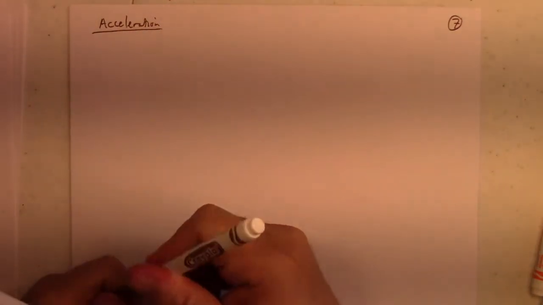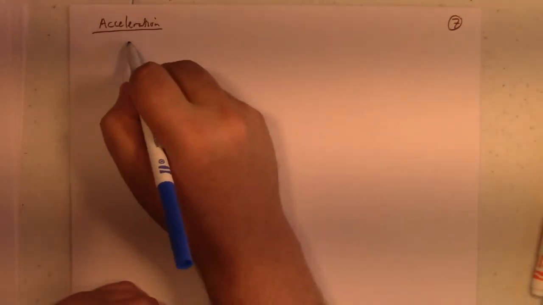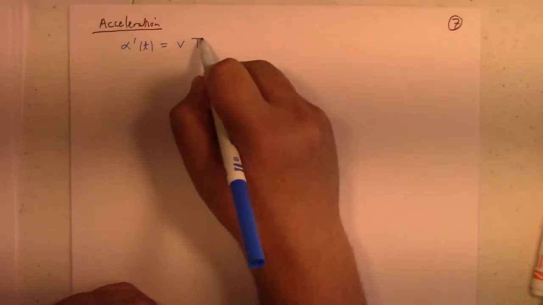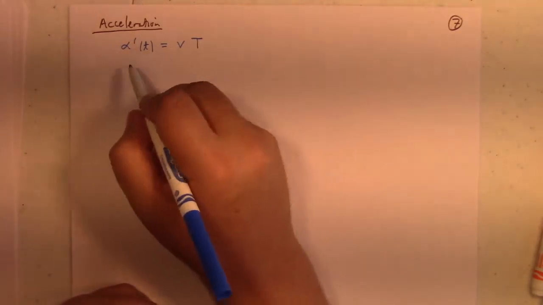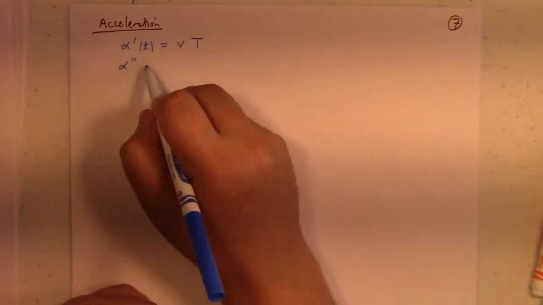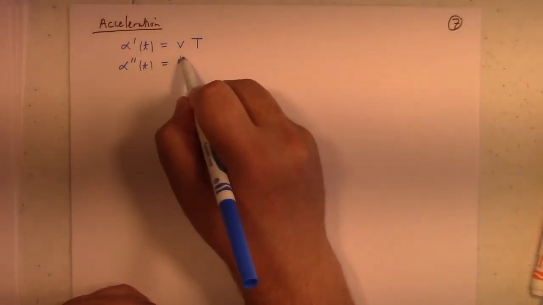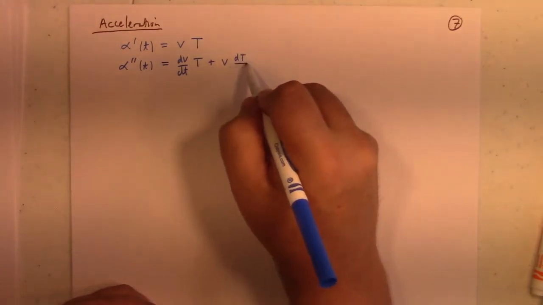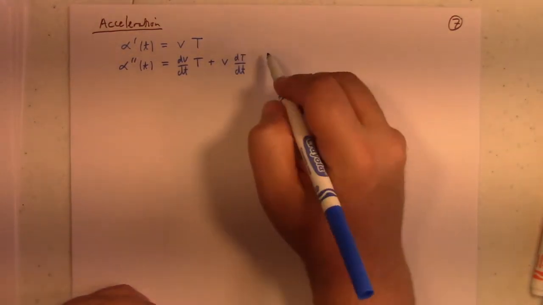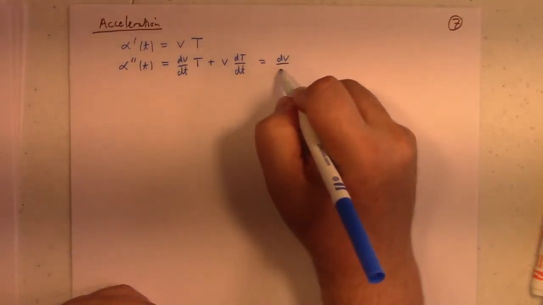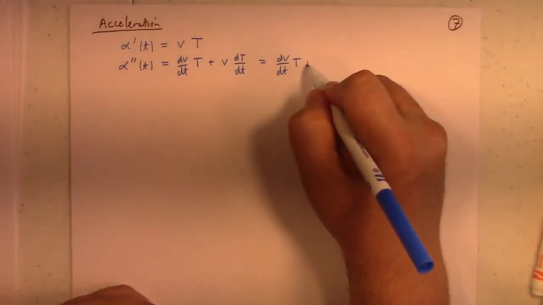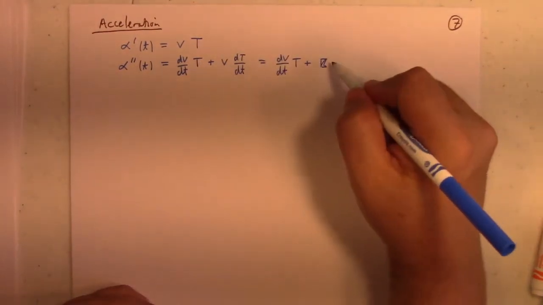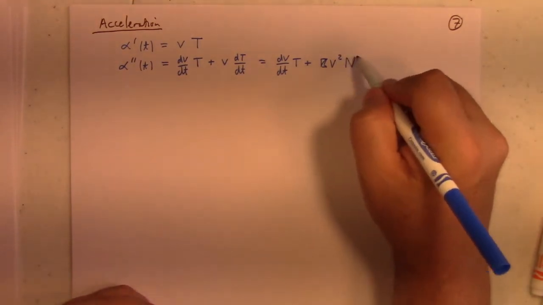Acceleration. So again, we just had that the velocity, alpha prime of t, was equal to v t. Then if I differentiate this, I get alpha prime prime of t is equal to dv/dt times t plus v times dt/dt. But we know the Frenet-Serret equation for that, right? So this gives me dv/dt times t plus the curvature times the velocity from the Frenet-Serret equation times this velocity gives me velocity squared, and then the normal.